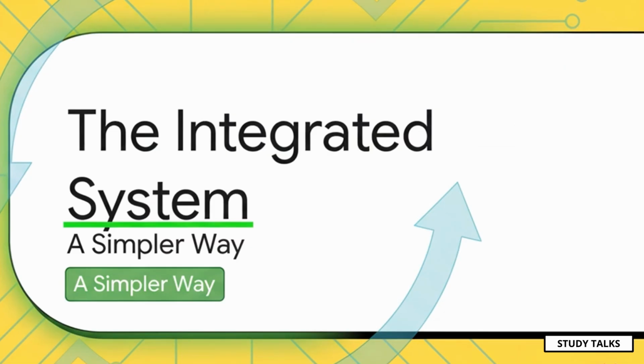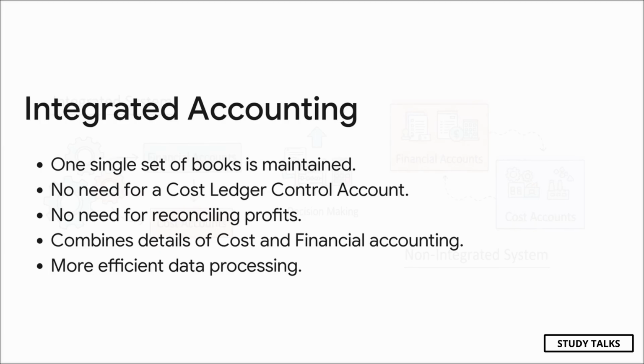And now, for the good news, let's talk about the integrated system. This is the modern, much more streamlined way of doing things. It basically takes the single most confusing part of what we just learned and just throws it in the trash. So what's so great about an integrated system? Well, its features are basically the solutions to all the hassles of the non-integrated one. We've got just one single set of books. That means there's no need for that mysterious cost ledger control account. And the best part? No more painful profit reconciliation, because there's only one profit figure to begin with. It's all about making things efficient and straightforward.